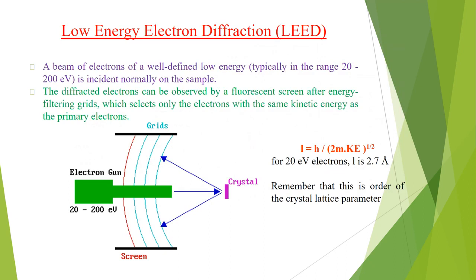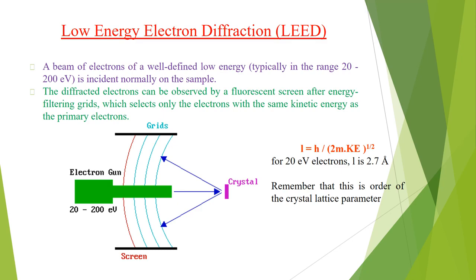Low energy electron diffraction, LEED. A beam of electrons of a well-defined low energy, typically in the range of 20 to 200 electron volts, is incident normally on the sample. The diffracted electrons can be observed on a fluorescent screen after energy filtering grids, which select only the electrons with the same kinetic energy as the primary electrons.